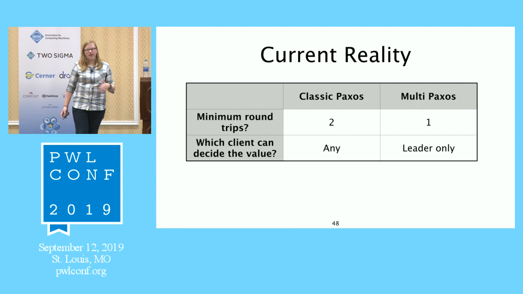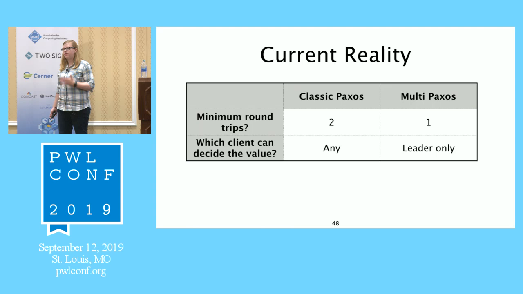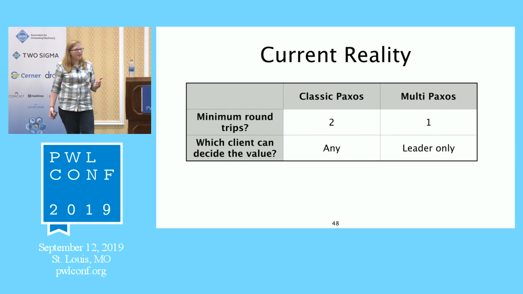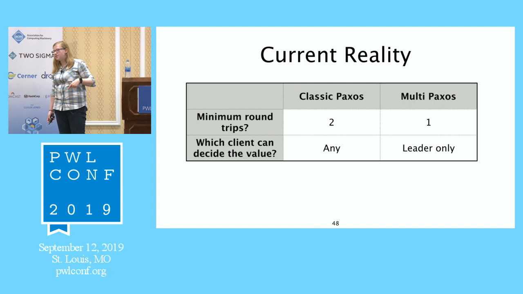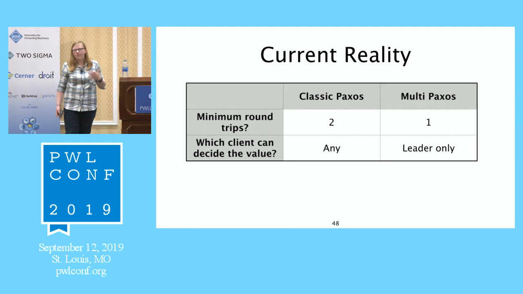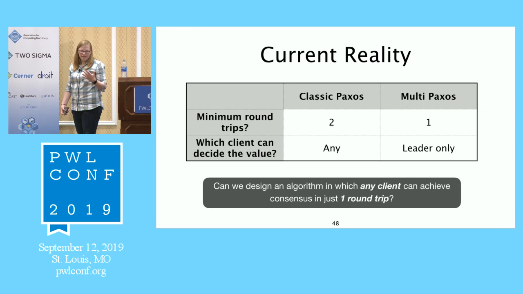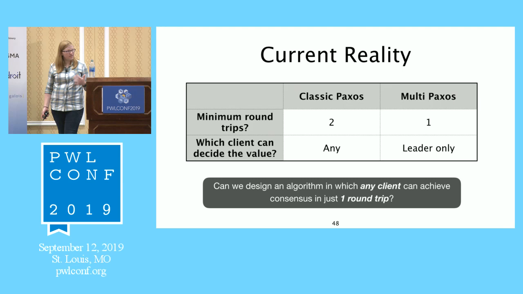This means that we can actually reach consensus in only one round trip. That's great, one round trip is half of two. The problem is that there's only one client who can do that, the client who's the leader. If I'm a client who's not the leader, I have to send my message to the leader, and then the leader has to send me back the message, which is a lot like a round trip. So we ended up at the same place again, where in practice we really need two round trips. Wouldn't it be great if we could have an algorithm that could allow any client in the system to achieve consensus in just one round trip?